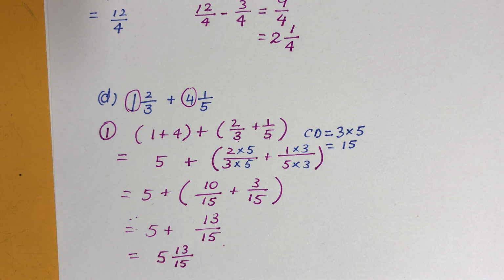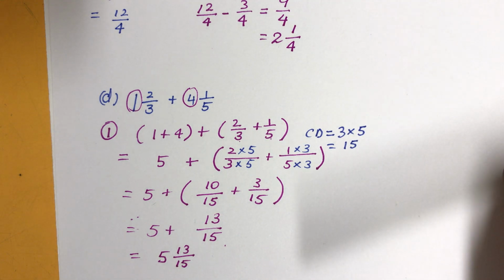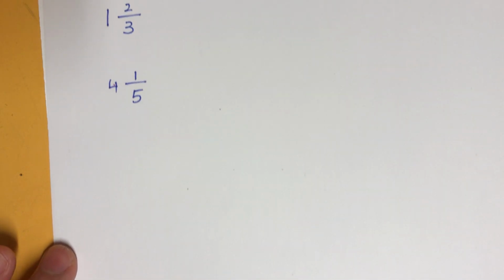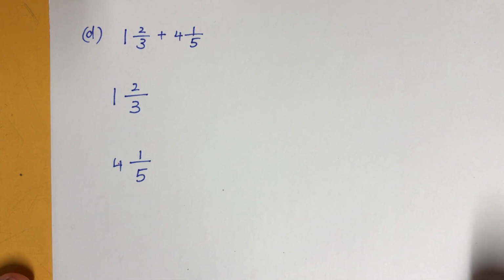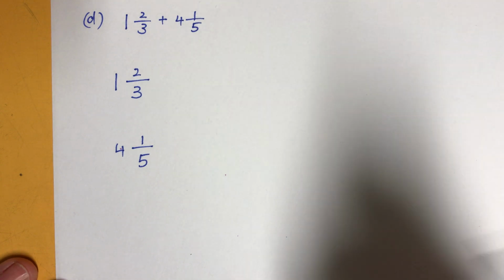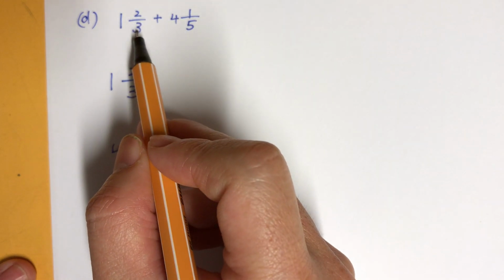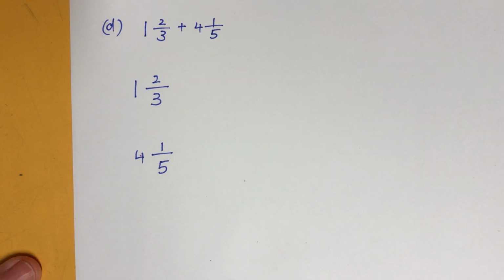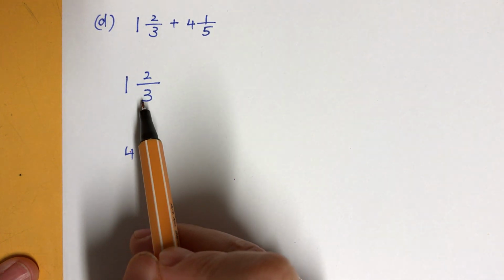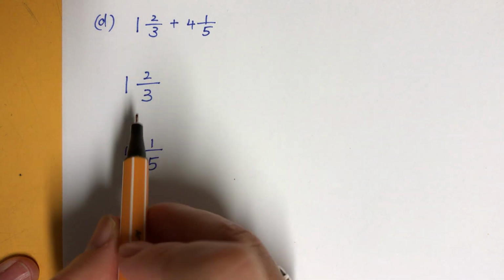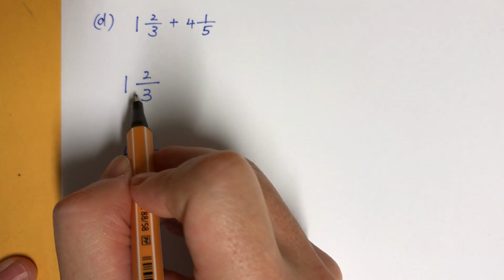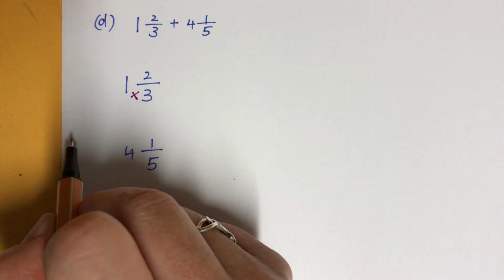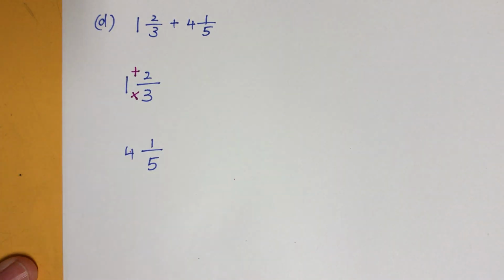Now that's one way of doing it, and I'm going to show you another way of doing it, changing into improper fractions, and then solve it that way. So let's have a look. I'm going to change these mixed numerals into improper fractions. So I'm going to do one at a time. Remember, we're doing it clockwise. From the denominator, I'm going to times this together and add this.